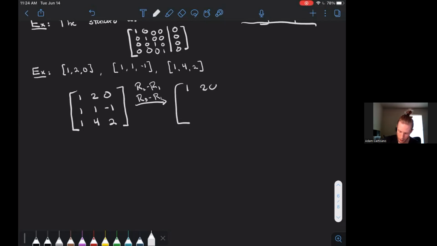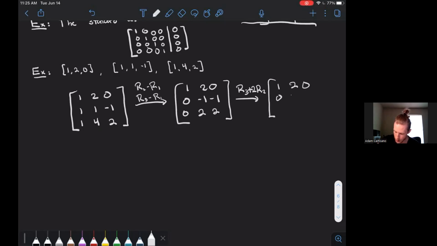This will give us 1, 2, 0, 0, minus 1, minus 1, 0, 2, 2. And then, just one more step: row 3 plus 2 row 2. So we're going to just row echelon form, not reduced row echelon form. The top row doesn't change, obviously. The middle row does not change, and the bottom row becomes a row of all zeros.